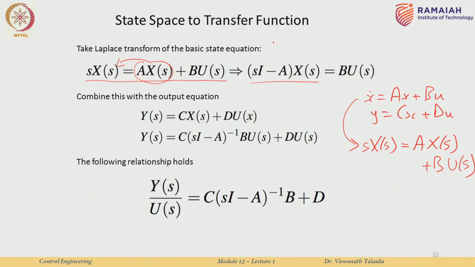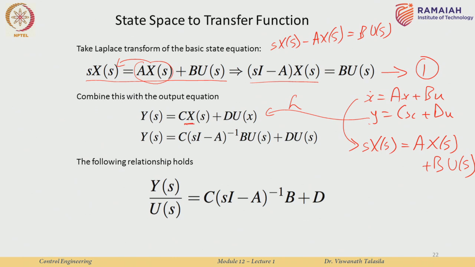If this is confusing, I can just write this down. So sX(s) minus AX(s) is equal to BU(s). Take the X(s) term common out, and all you are going to get is (sI minus A) X(s) equals B times U(s). We can call this equation 1. Now we have a second equation, y is equal to Cx plus Du. Write this in the Laplace domain. So this is the Laplace equivalent of y equal to Cx plus Du, that is this over here.